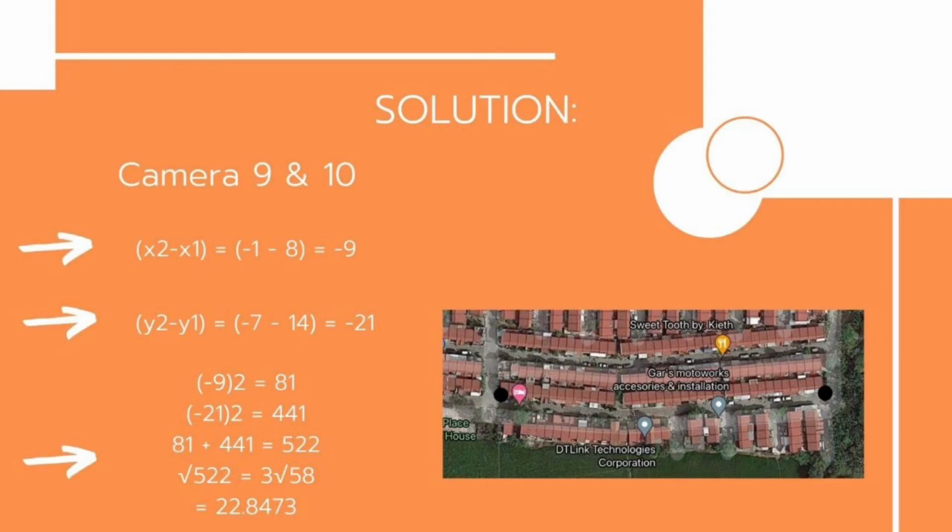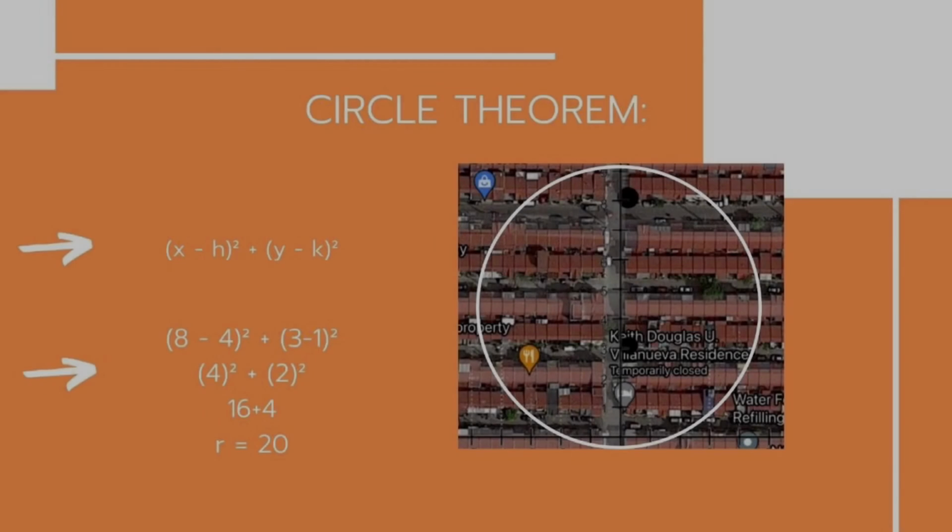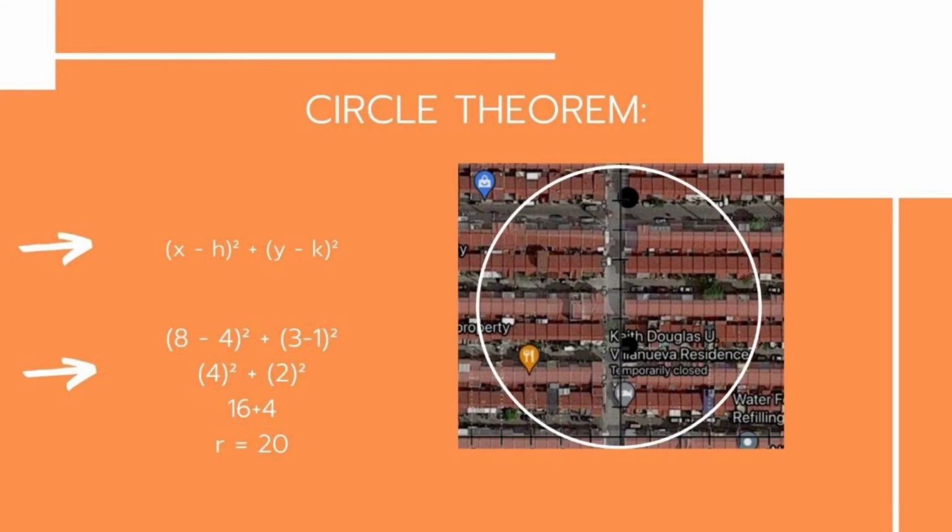Lastly, for camera 9 and 10, x sub 2 minus x sub 1 is equal to negative 1 minus 8, which is negative 9. Y sub 2 minus y sub 1 is equal to negative 7 minus 14, which is negative 21. Negative 9 to the second power is 81. Negative 21 to the second power is 441. 81 plus 441 is 522, and the square root of 522 is 22.8472.